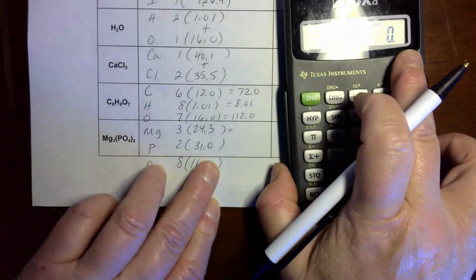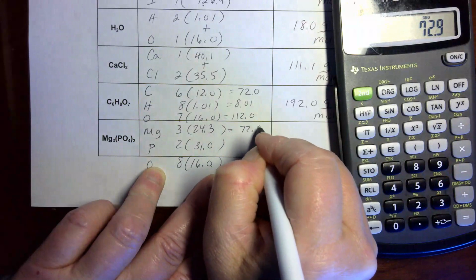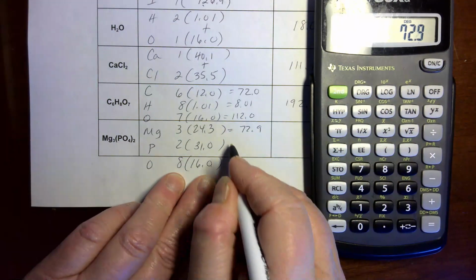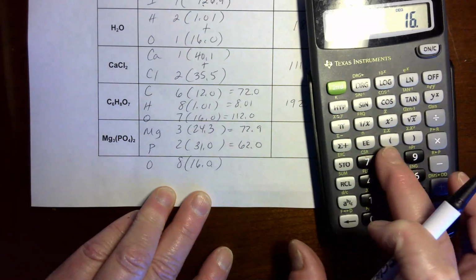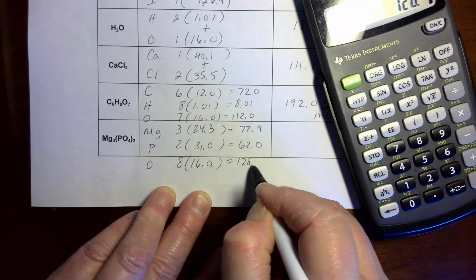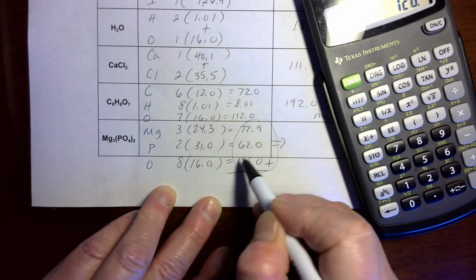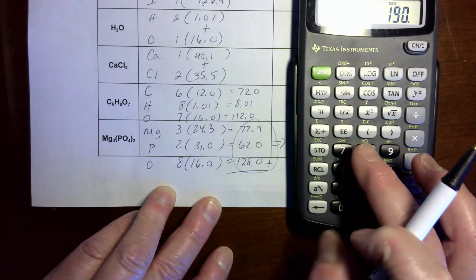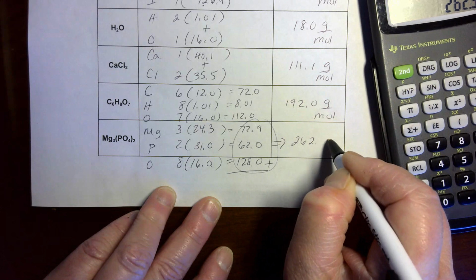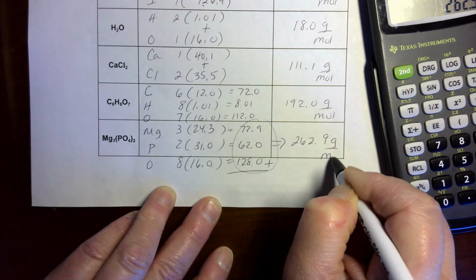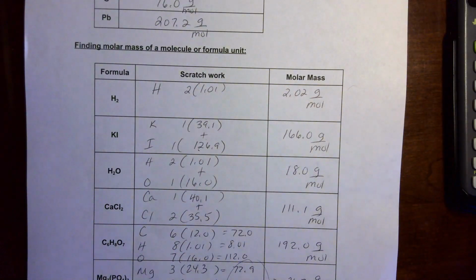So let's do the running subtotals on the side. 24.3 times 3 is 72.9 from all of the magnesium. We've got 62.0 coming from the phosphorus, and then 16 times 8 is 128. We want to add all those together. 128 plus 62 plus 72.9, we are going to get 262.9 grams per mole.